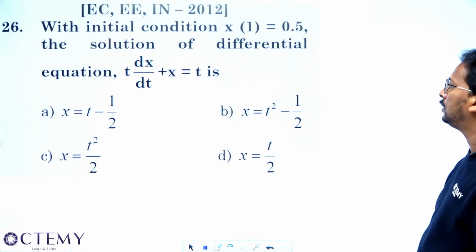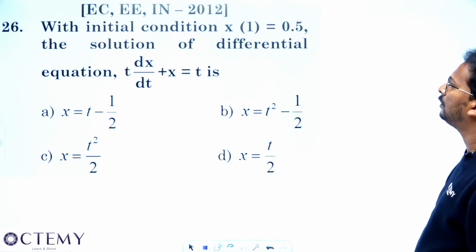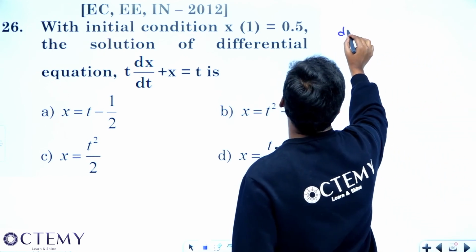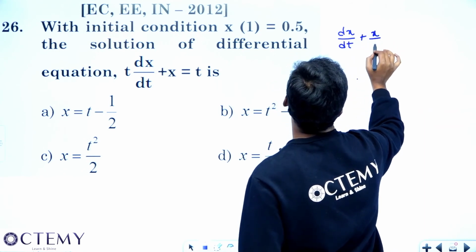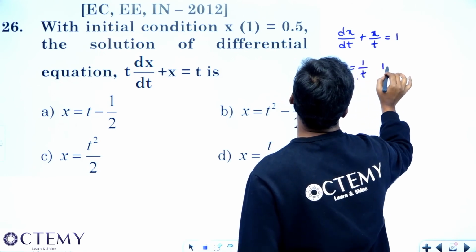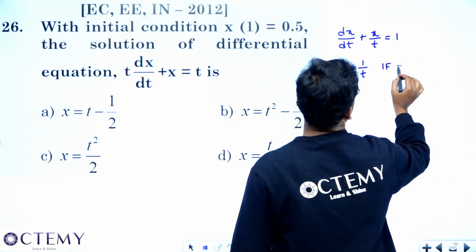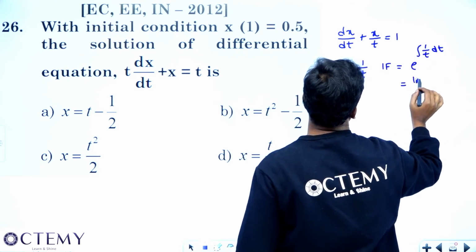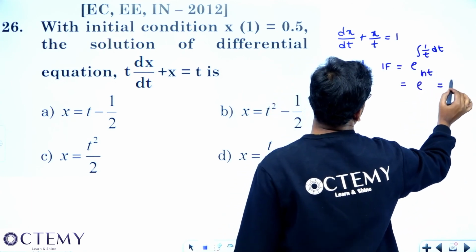If I go to the next question, see, sir, what is it telling? It's telling that with initial conditions x of 1 is equal to 0.5, the solution of the differential equation is... okay. So dx by dt, I'm dividing with t, plus x by t is equal to 1. Here what is p? P is 1 by t. What is the integrating factor? Integrating factor is equal to e power integral 1 by t dt. That will be e power ln t, which is simply equal to t.